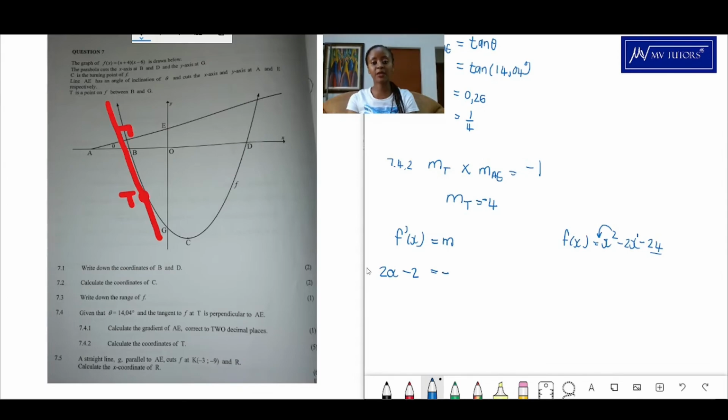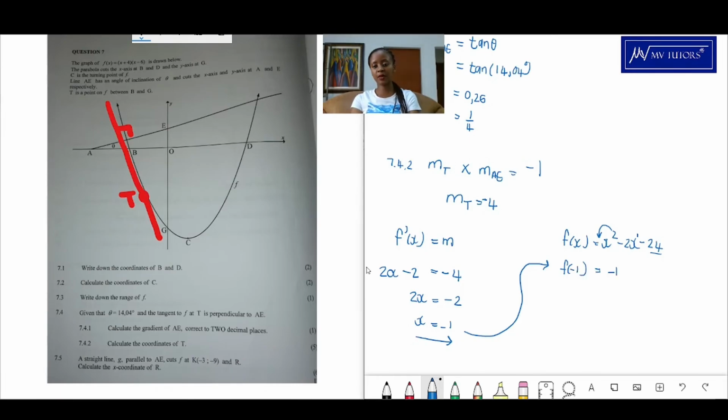And we know the gradient is minus 4. So we can work out what x is. If I take the 2 to the right hand side of the equal sign, I get minus 4 plus 2, which is minus 2. And then x will be minus 1. Okay, but we're not done. We just got the x value for T. We need to take this same x and substitute it in the original equation.